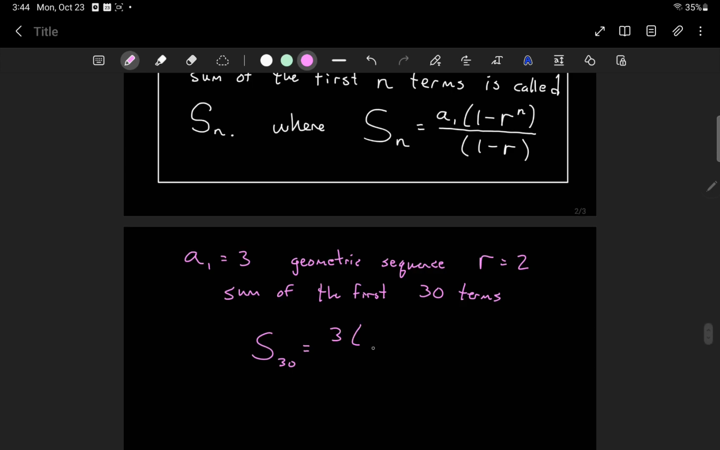So I've got 3, 1 minus 2 to the 30th power. So you should get a very large negative number there, and then you'll be dividing that by -1, so it'll turn it back to being positive. Right, this is going to be some big number, but the point is you've got everything you need here.